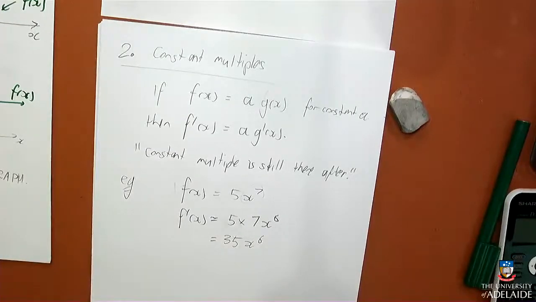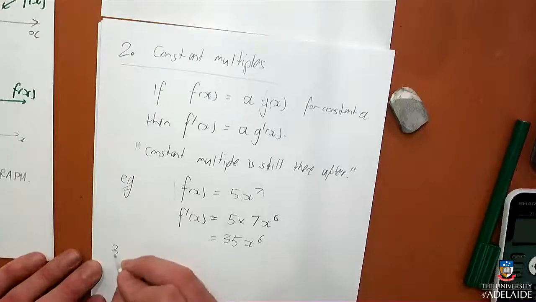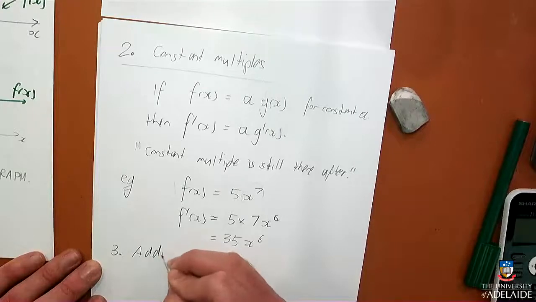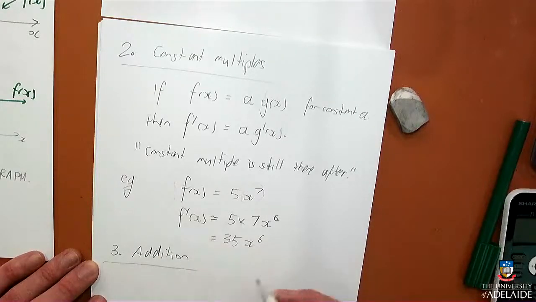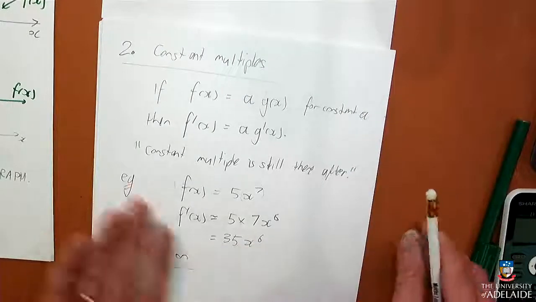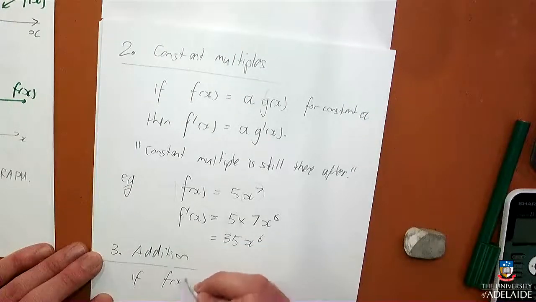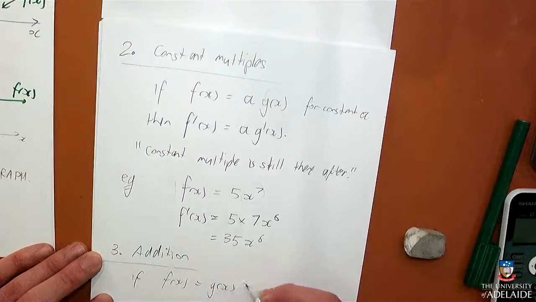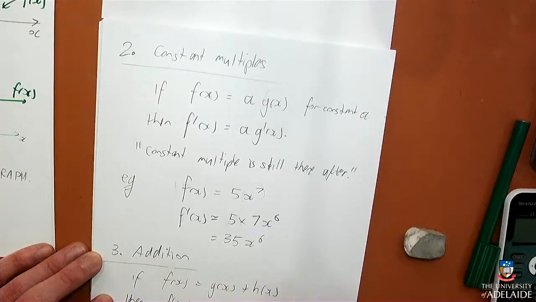Okay. One last rule before we move on to anything else. We're almost at the stage where we can do quite a few nice derivatives. Number 3, addition. I might call this one h if that's okay. If f of x is g of x plus h of x, then f dashed x is g dashed x plus h dashed x.